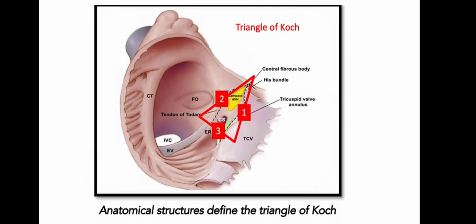Okay, this is another picture showing the boundaries. Like I said, the anterior boundary is formed by the septal part of the tricuspid valve. The posterior boundary is formed by the coronary sinus, and the superior boundary is formed by the tendon of Todaro. So the hypotenuse of the triangle is formed by the tendon of Todaro.